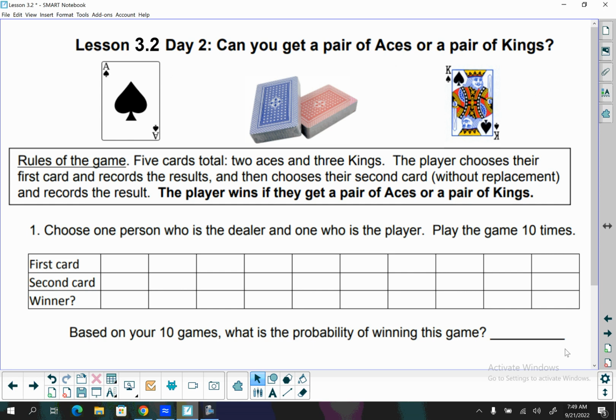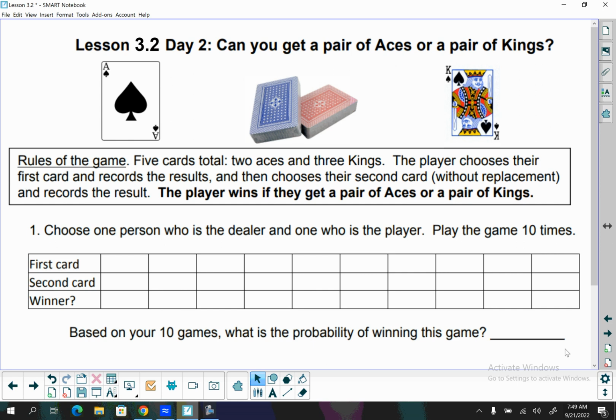If you're the player, you're going to be dealt a card and you're going to record what the first card is. So it's either a king or an ace. You're going to put that here. Then you are not going to replace the card and you're going to be dealt a second card and you're going to place that here.